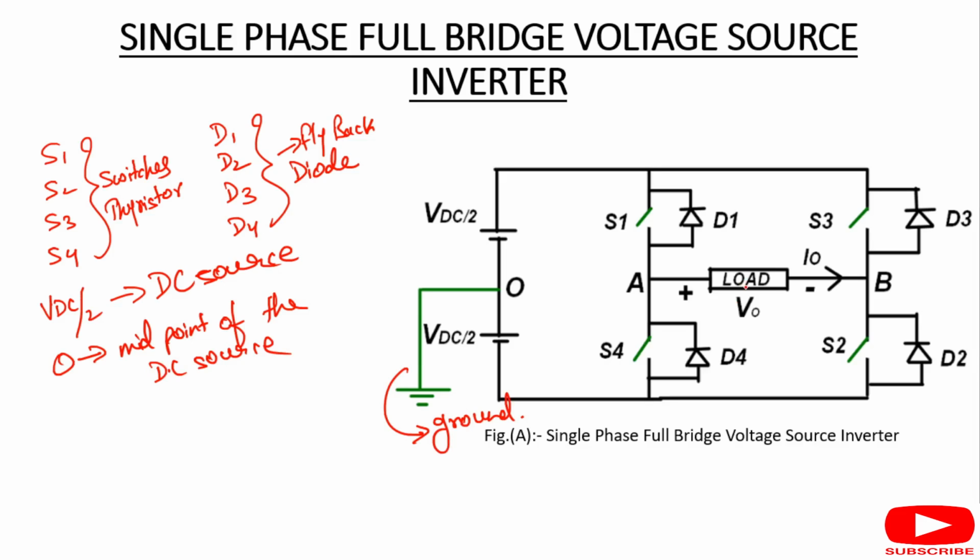Here the load is connected. It could be anything, like a purely resistive load, purely inductive load, etc. The polarity of the load is already mentioned. Whatever current is flowing through that load is represented by I0 here, and whatever voltage is appearing across the load is represented by V0 here. So V0 and I0 are called the output voltage and output current.